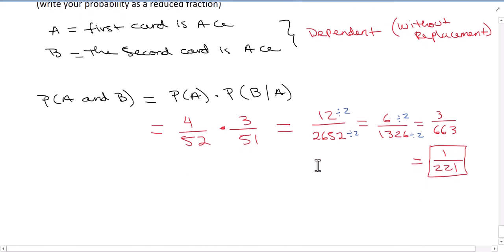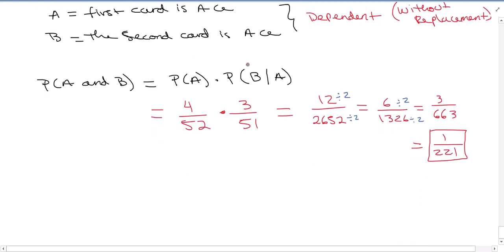But the main point here is that when you have dependent events, you have to figure out the probability of B happening given that we know the result of A. So here, that the second card is an ace, knowing that we had gotten an ace already. So notice how that changed. If we did it with replacement, so when you put the card back, it would have been 4 out of 52 and 4 out of 52, and the events would have been independent because our sample space goes back to being the same.